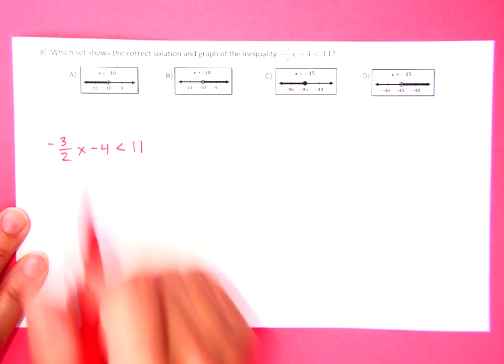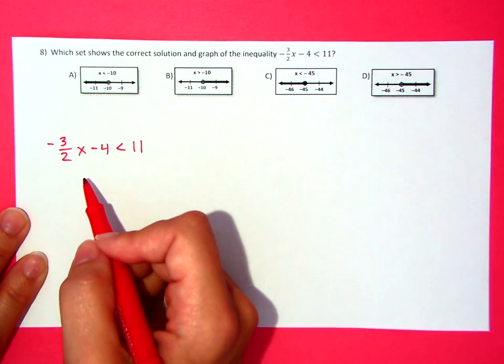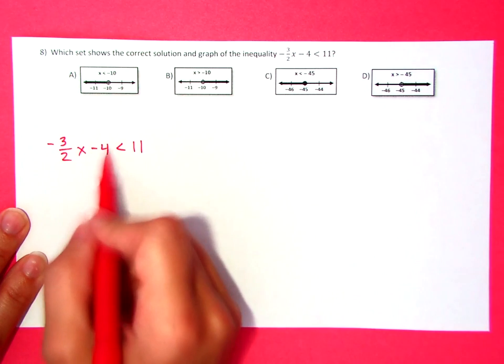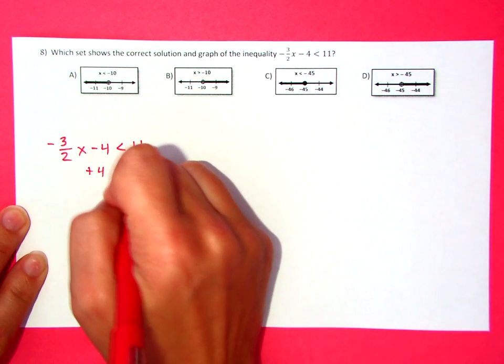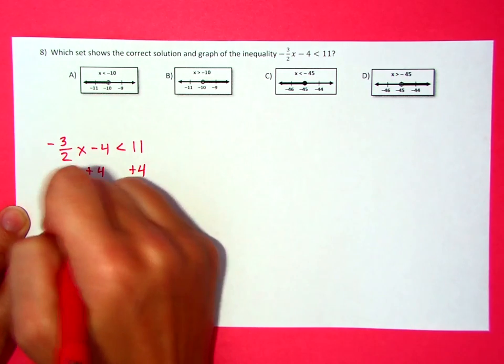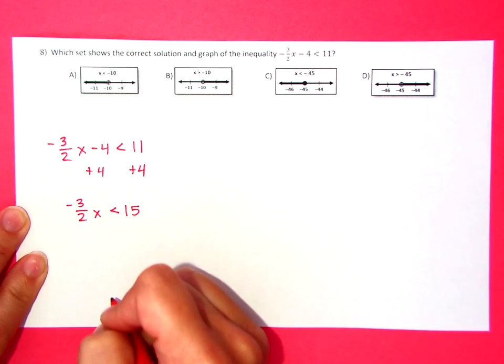So here we go. First thing we're going to do is think about an equation. We always start with adding or subtracting, and we're going to get rid of this negative 4 by doing its inverse, which would be to add 4. What you do to one side, you do to the other. We have negative 3 halves x is less than 15.